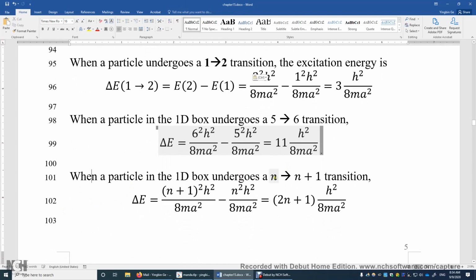Now let's get more general here. Let's say we're looking at an n to n plus 1 transition. So we plug in n plus 1 squared, n squared here. The result is this. n plus 1 squared is n squared plus 2n plus 1.